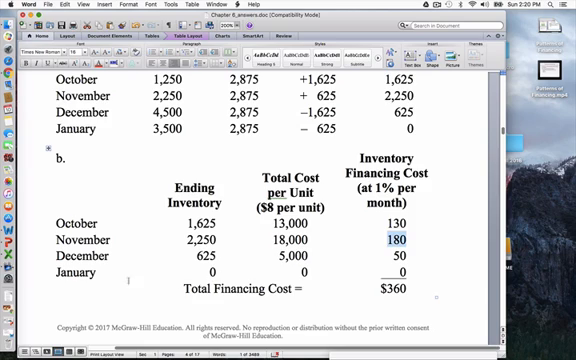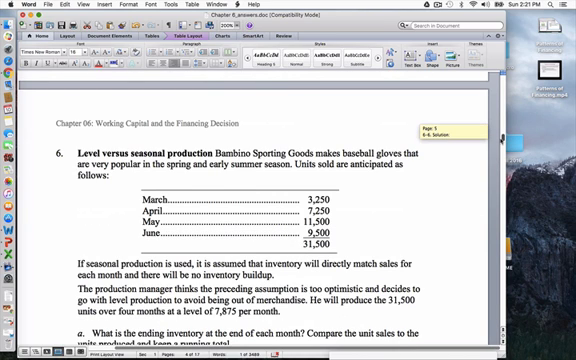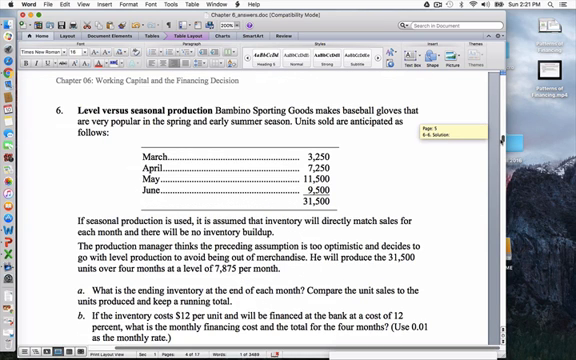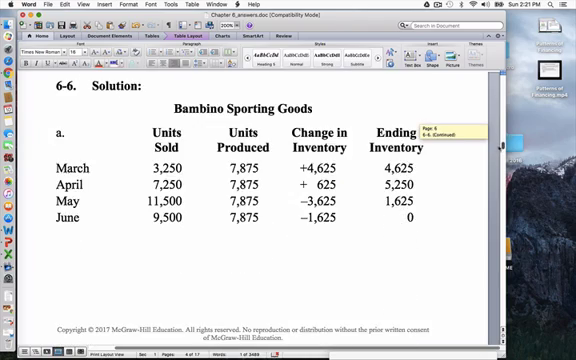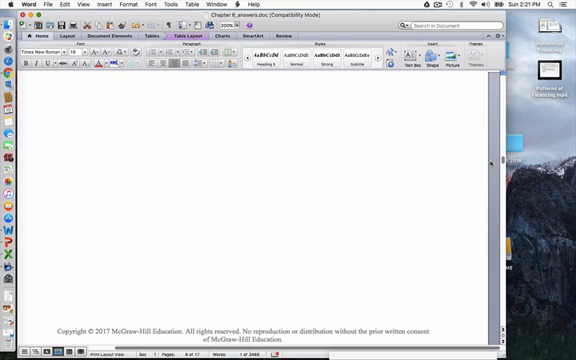And we do the same thing for every month, except for January. We don't have any inventory here, so we don't have to worry about financing costs. And then the total financing cost is going to be the sum of all these numbers here. Okay, so that was another application, and you are going to work on the next one, the exact same type of application but with different numbers, just more exercise. And I'm going to work on more applications on financing in the next recording.